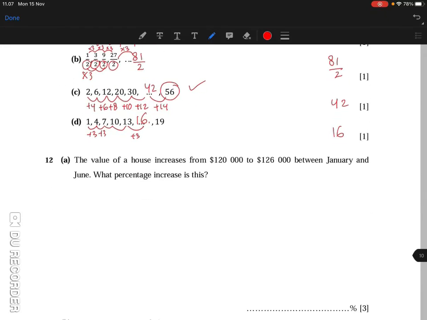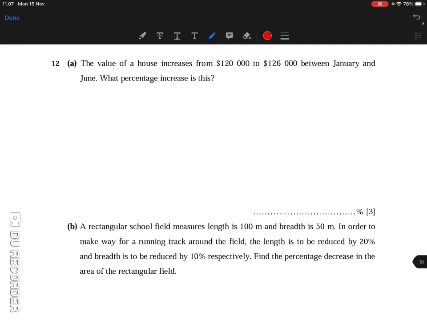Now let's move on to number 12. The value of a house increased from $120,000 to $126,000 between January and June. What percentage increase is this?